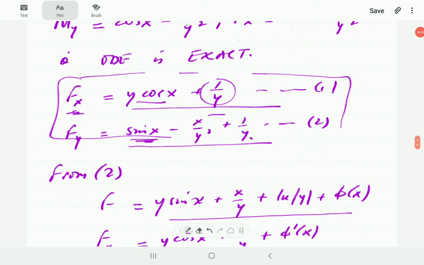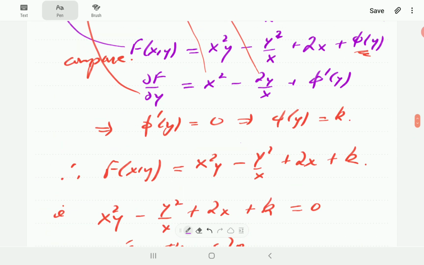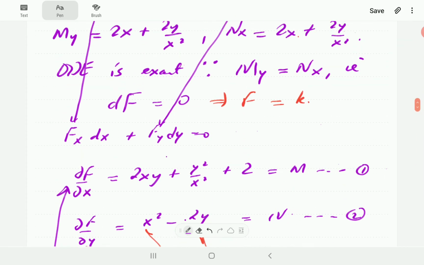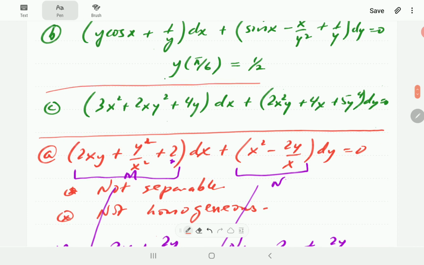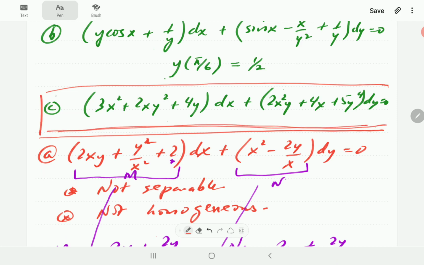What we're going to do now is give you a chance to have a go at the third one. So if you just want to pause the video and have a go at this part C. So part C, you just want to find the general solution, there is no initial condition. Then when you press play, you can compare your answer to our answer.